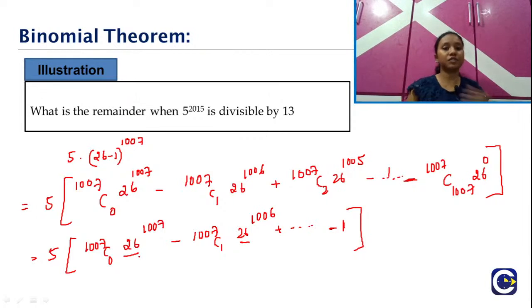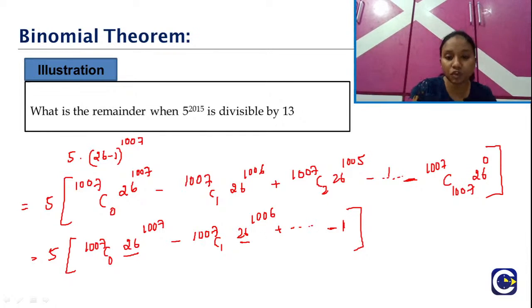Yes or no? Which means we could take 13 common or not? Yes, definitely we could take 13 common. But here, until this before term, we will be having this 26 term, but here there is no 26. To take common here, there should be... so here it's a minus 1. If we are having minus 13 here, that means we have added minus 12.